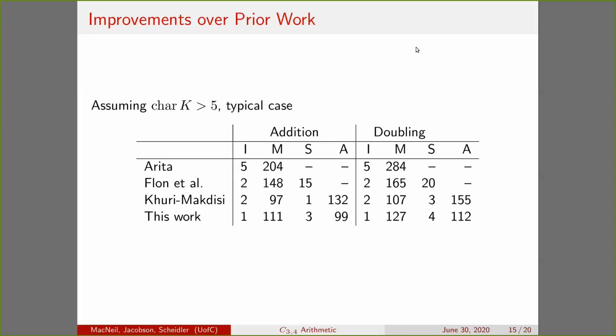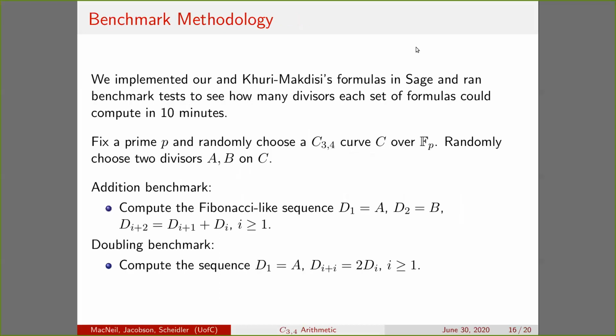Now that savings of 1 inversion is very significant, and in order to convince you of that, we performed some benchmarking tests to see exactly how much time is saved when computing using our new formulas. So we implemented our formulas and Corey-McDeasy's formulas in Sage and ran benchmark tests to see how many divisors each set of formulas could compute in 10 minutes.